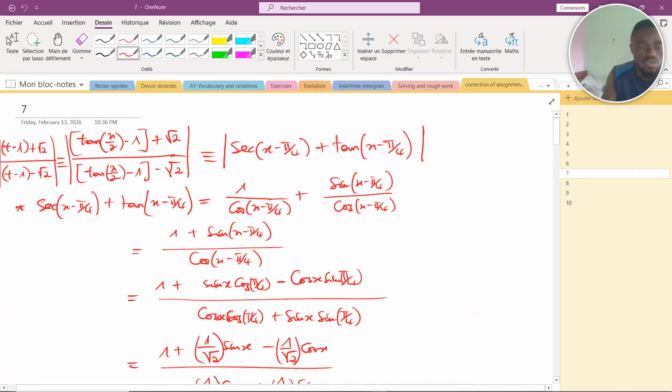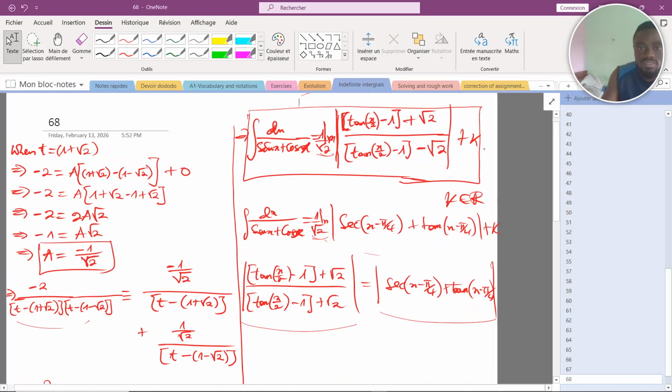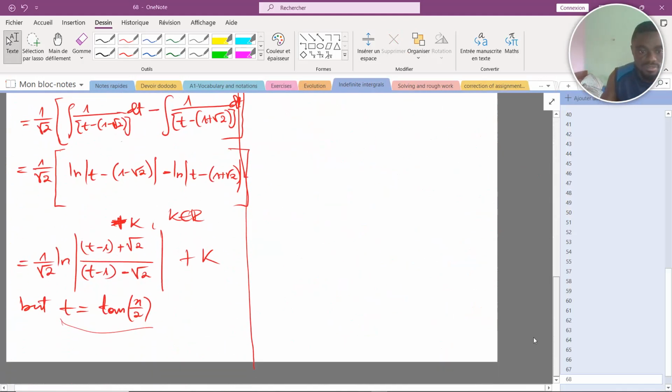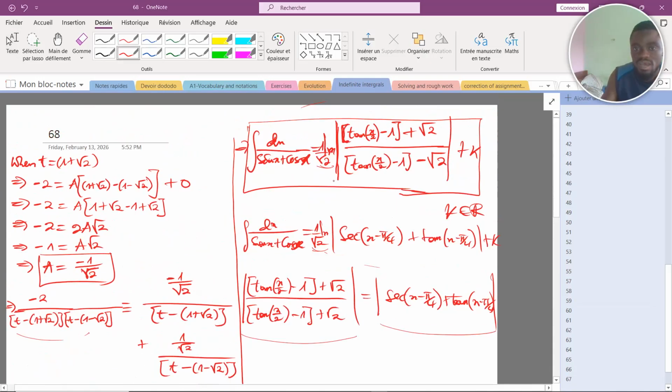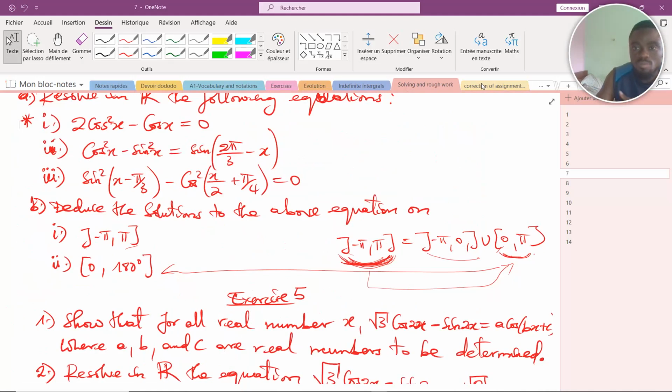Okay. So remember that in this, our final expression here was what? Our final expression here in terms of t was 1 on root 2 ln of this plus k. So we simply need to prove that this, which is the same thing as this, must be equal to what? This. Is that okay? Because if we replace this tan x on 2 by t, it is simply t minus 1. Is that okay? So this is our proof.